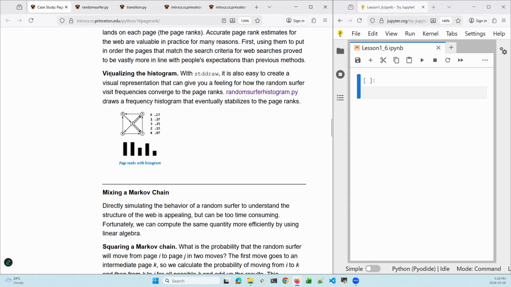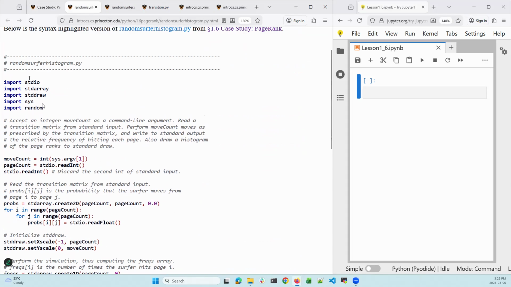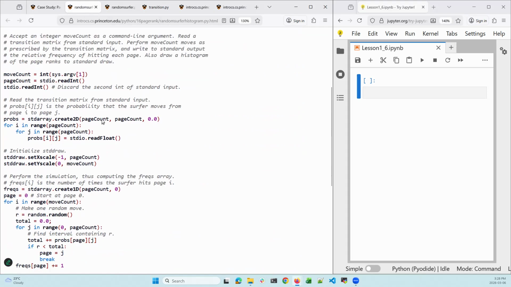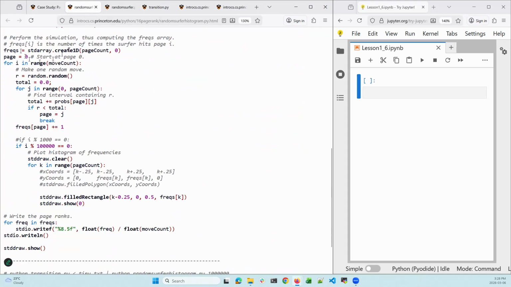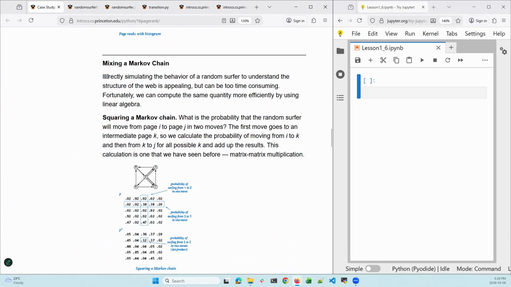So in terms of visualizing the histogram with standard draw, it is easy to create a visual representation that can give you a feeling for how the random surfer visit frequencies converge to page ranks. If you click on this page here, using standard draw, we can visualize how the random surfer moves through this for loop, and then eventually visualizing it as a histogram with page ranks. So mixing a Markov chain, directly simulating the behavior of a random surfer to understand the structure of the web, is appealing, but can be too time-consuming.